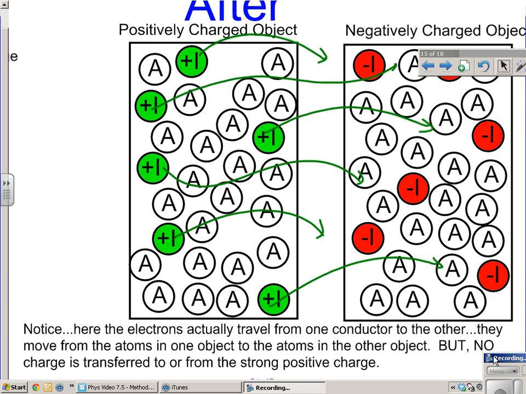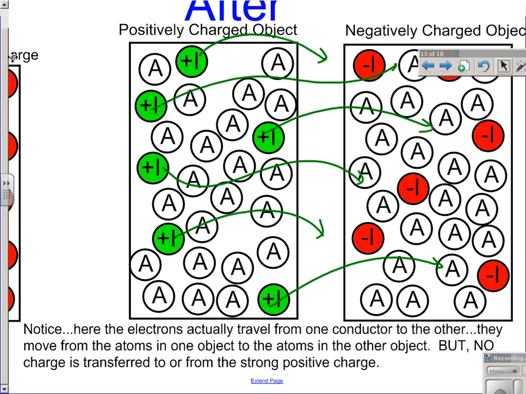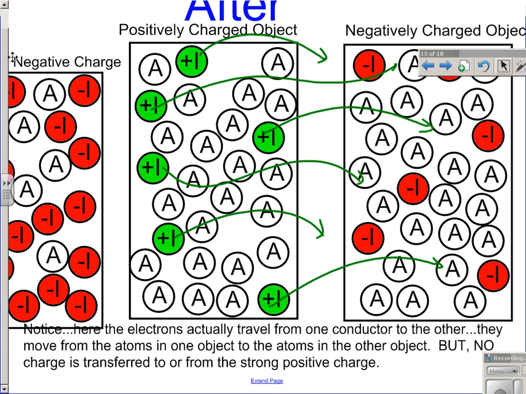But the big thing that I want you guys to understand here is this big charge that was over here, this thing, never gained or lost any charge, okay? We used that charge to create opposite charges in other objects, okay?